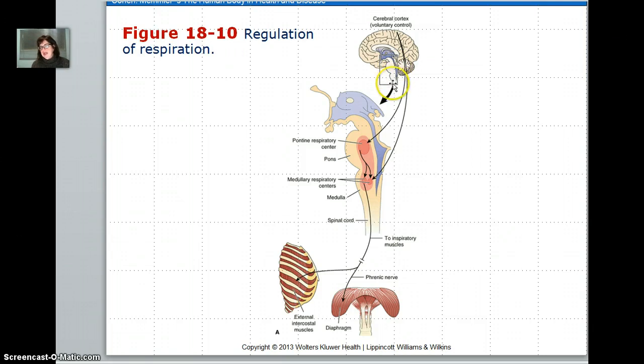So the medulla is where the main control is, and this is an example here, medulla and pons. It will send signals via the phrenic nerve, and what the phrenic nerve does is it will increase the contraction, either the rate or the amount, of the diaphragm. You can also have the vagus nerve and the intercostal nerves. The intercostal nerves go to the intercostal muscles.